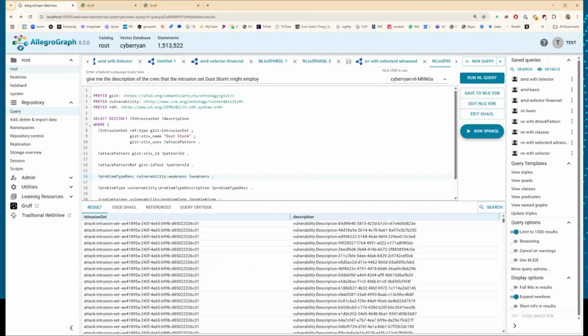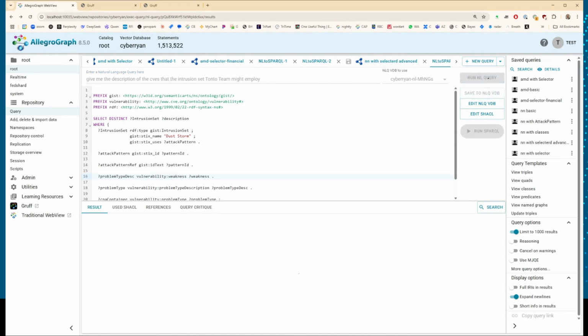Yeah. And of course, this is Dust Storm. If I could take any of the others, I can say the Tonto Team might employ, and it's going to do the same thing, except we're going to change Dust Storm to Tonto Team, because that's just a single replacement. But again, I'm doing all the work to send it off to an LLM, OpenAI in this case, to get the answer back.